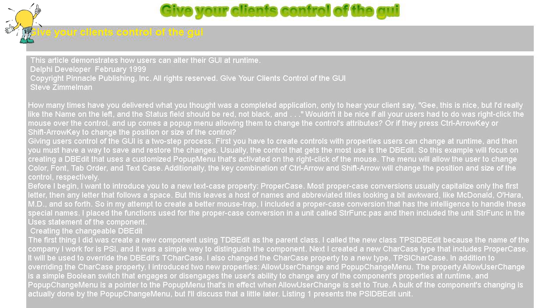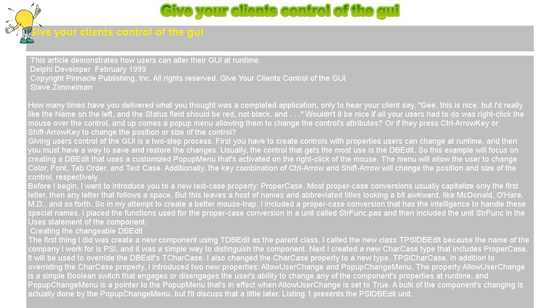Usually, the control that gets the most use is the DBEdit. So this example will focus on creating a DBEdit that uses a customized pop-up menu that's activated on the right click of the mouse. The menu will allow the user to change color, font, tab order, and text case. Additionally, the key combination of Ctrl-Arrow and Shift-Arrow will change the position and size of the control, respectively.